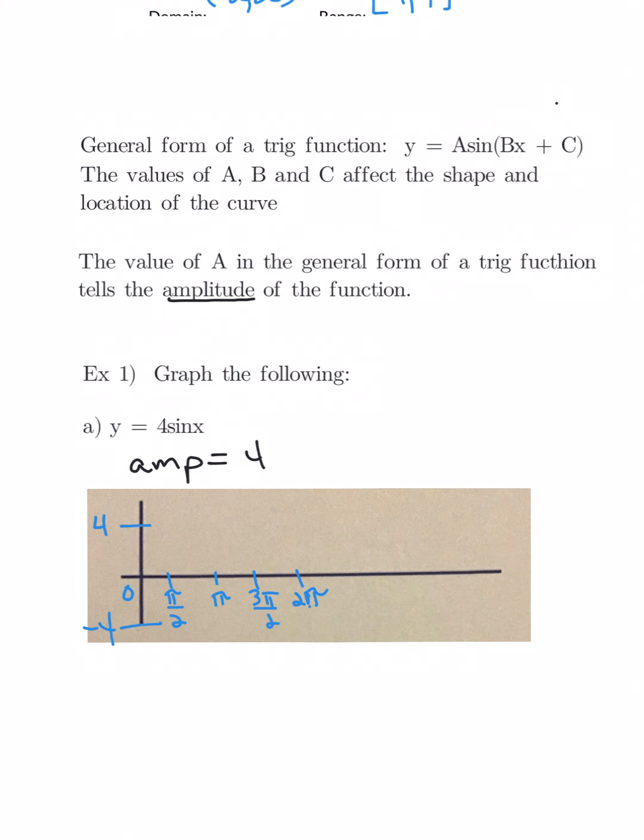This is where you have to know your basic functions. The sine function starts at 0, 0, then it goes up at pi over 2, back to 0, down, and then back to 0. And so the only thing that's different about this from the original sine function that we drew is that it goes higher and lower.